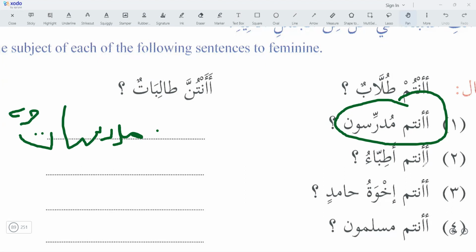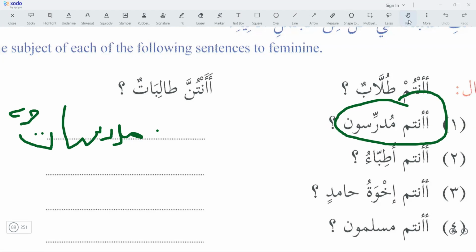I don't know how to change to feminine. Okay, anyone else? Who will change? Sir, I can try, but I'm not very sure. Okay, you try. Antum atibba'u, are you all doctors? Are you men doctors? Okay. Antunna, is it atibba'atun, sir? Tabibatun, tabibatun. Okay, it is tabibatun. Antunna tabibatun, are you women doctors?